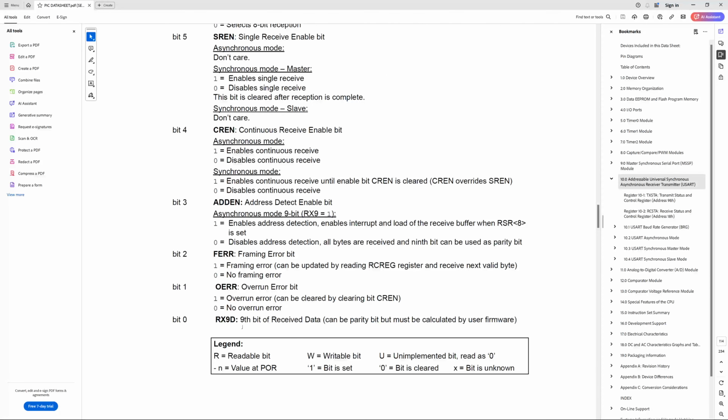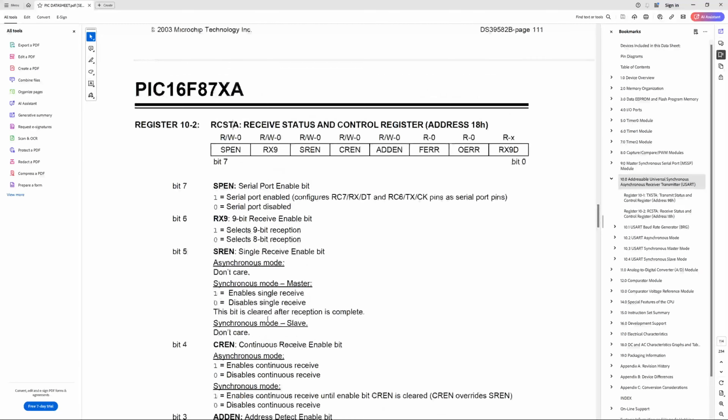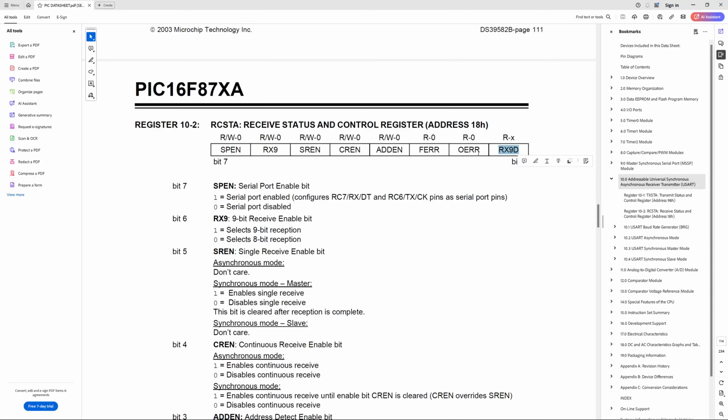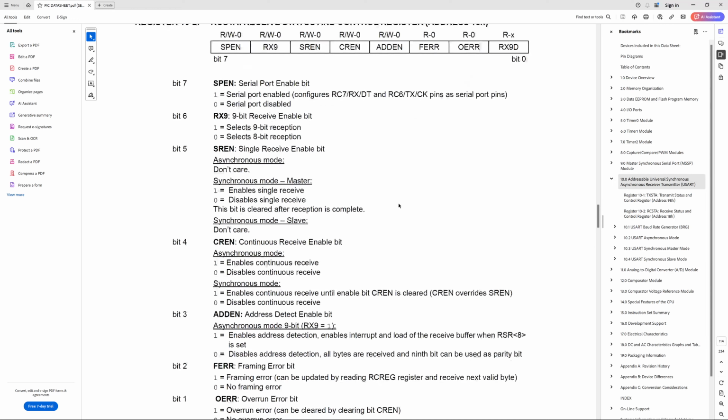RX9D, what are they telling? RX9D, ninth bit of received data. We will get the ninth bit if the transmitter is transmitting a ninth bit. If the transmitter is transmitting 1 as the ninth bit, we can see 1 over here. If the transmitter is transmitting 0, you can see 0 over here. So this is a status kind of flag. We don't care about a status flag when initializing the serial port now. So it is 0. And OERR is an overrun error bit.